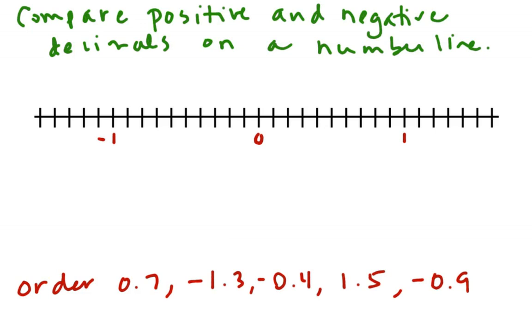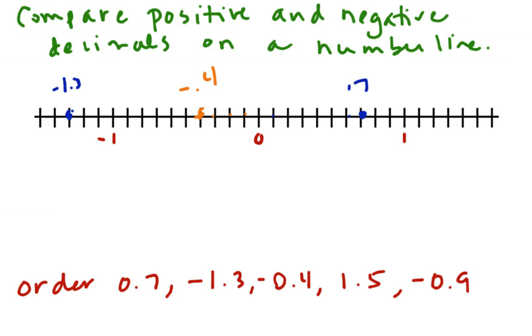So positive 0.7, I'm going to graph 0.7 on the number line, which would be the 7th mark between 0 and 1. 1, 2, 3, 4, 5, 6, 7. So that's 0.7. Negative 1.3 is going to be past negative 1. 1, 2, 3. Negative 1.3 right there. Negative 0.4 is going to be going negative on the number line. 1, 2, 3, 4. So negative 0.4 is right here.